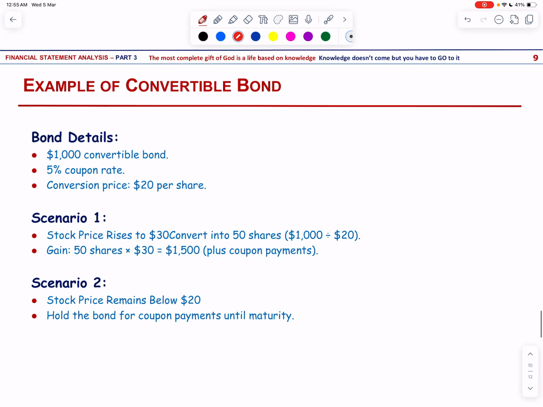Let us look into an example like we have a convertible bond of 1000 with a 5% coupon rate and a conversion price of 20 per share. So if the stock price rises to say 30 per share, you might convert the bonds into 50 shares, that is 1000 divided by 20, and this will give you a gain. Now if you decide not to convert, you will continue to get the 5% interest on the bond until maturity.